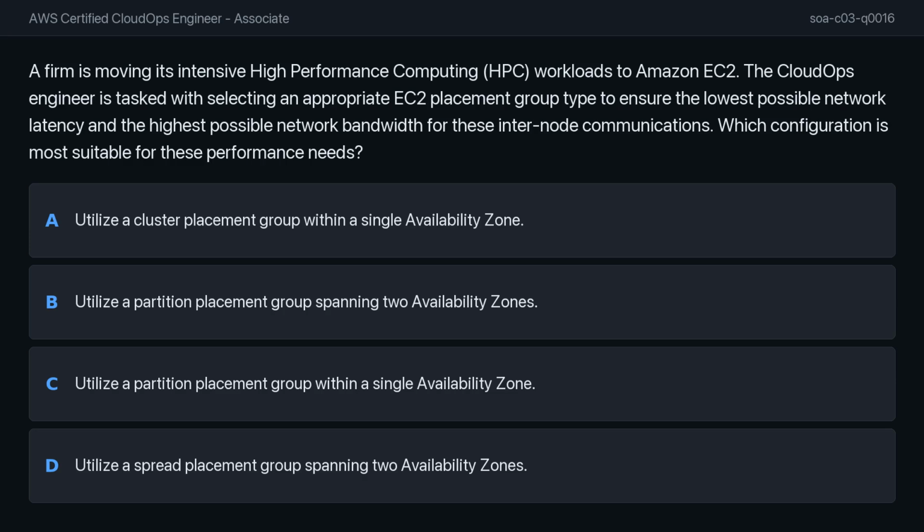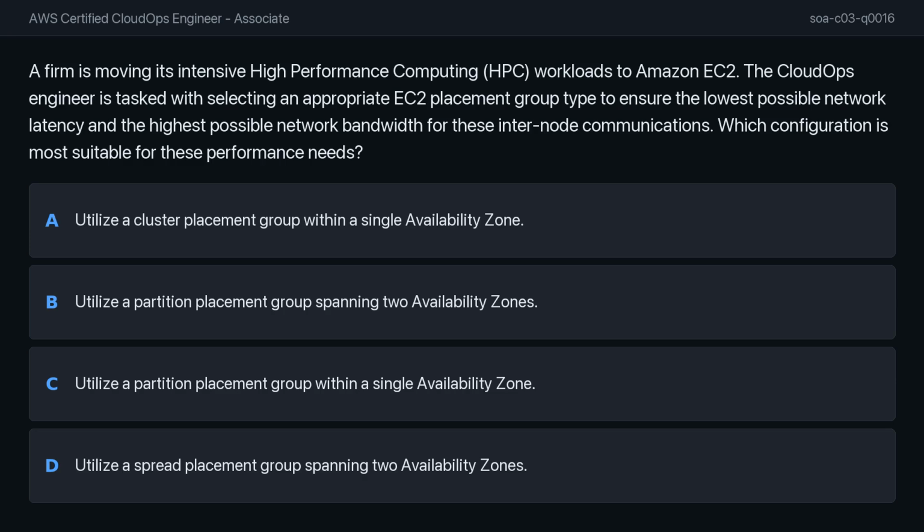Option A, utilize a cluster placement group within a single availability zone. Option B, utilize a partition placement group spanning 2 availability zones. Option C, utilize a partition placement group within a single availability zone. Option D, utilize a spread placement group spanning 2 availability zones.